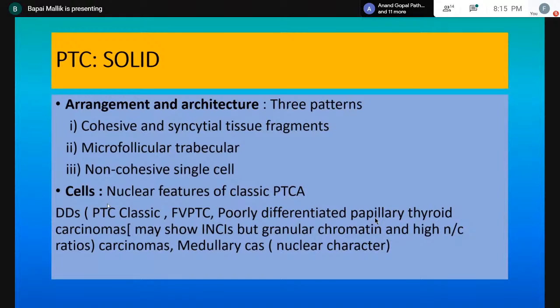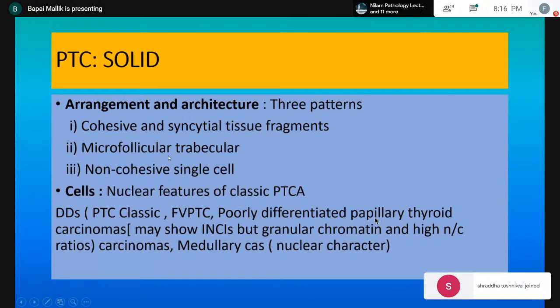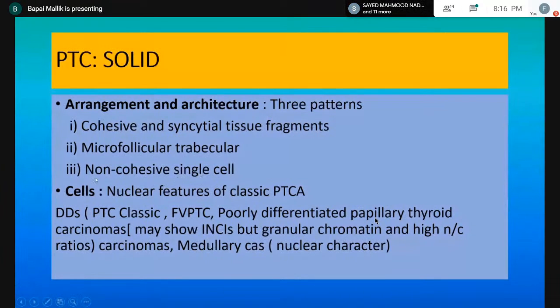Next, papillary thyroid carcinoma, the solid variant. We are moving through papillary thyroid carcinoma. A few more variants are left before we move into other tumors. As far as the arrangement and architecture are concerned, there are three patterns. This is very important, this is the one which defines it: cohesive and syncytial tissue fragments. You can have a macrofollicular with trabecular pattern. You can sometimes have a non-cohesive single cell pattern. The nuclear features are those of classic PTC.